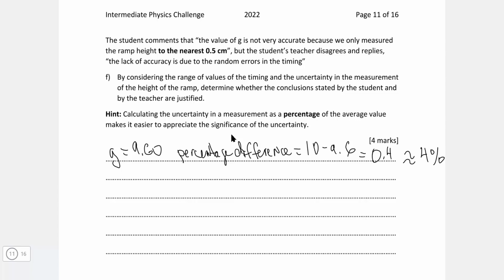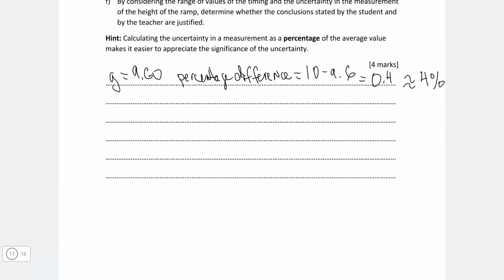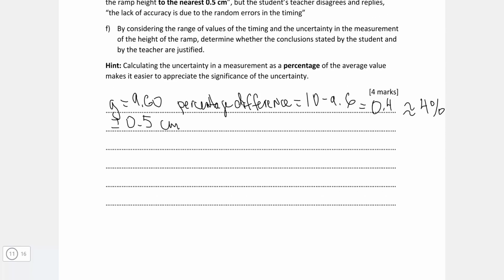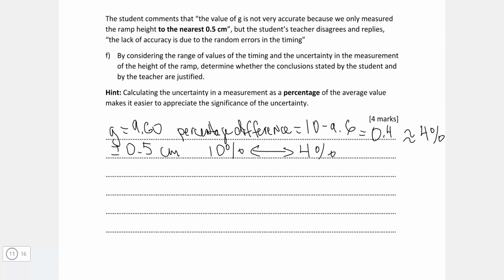Now, the height of the ramp is to the nearest 0.5 centimeters. What effect would that have had? Well, the uncertainty of plus or minus 0.5 centimeters gives us a range between 10% of the 5 centimeter reading and around 4% for the 13 centimeter reading.